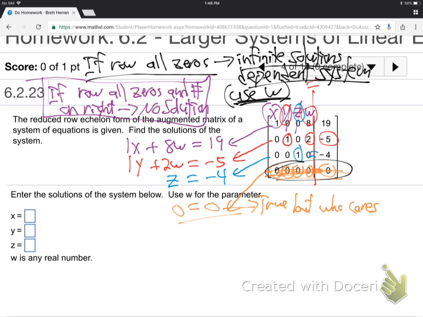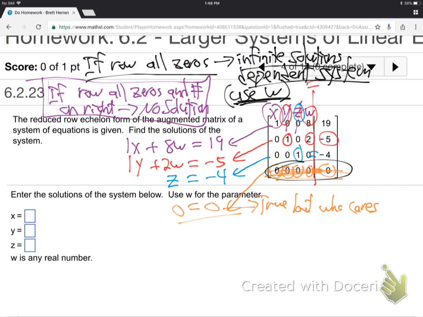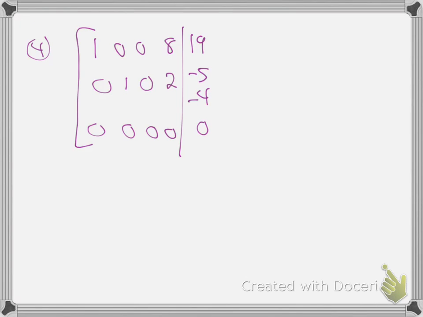So, here, that's getting kind of messy. Let me go back and clean up. What number is this? I don't even know now. Number 4. So what is it? It's 1 0 0 8, bar 19, negative 5, negative 4, 0. And this is zeros all the way. This is 0 1 0 something 2, and then that's it. Oh, 1 there. All right.